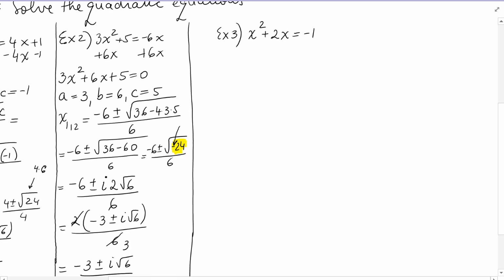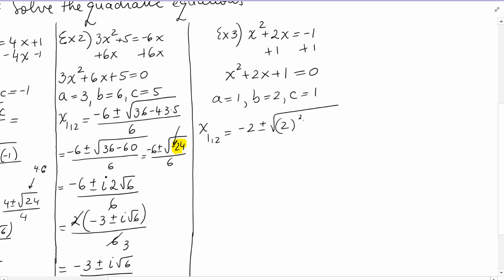And the third problem, I'm going to add a 1 to both sides, so x squared plus 2x plus 1 equals 0. So again, a is 1, b is 2, and c is 1. So x1,2 equals negative b plus minus square root of b squared minus 4 times 1 times 1, everything over 2. So it's negative 2 plus minus square root of 4 minus 4 over 2.